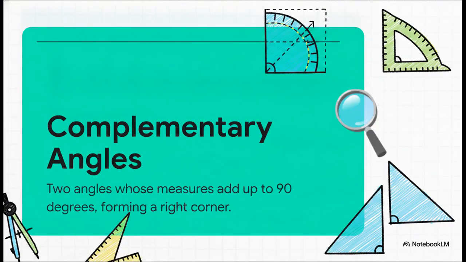Contrast that with complementary angles. These are two angles whose measures add up to exactly 90 degrees, forming a sharp right corner. And here's your memory hook for this one. Complementary starts with a C. Just like corner, they make a 90-degree corner. Geometry relies heavily on knowing exactly what these specific terms mean, because the term itself tells you which mathematical constant to use for your equation, 180 or 90.